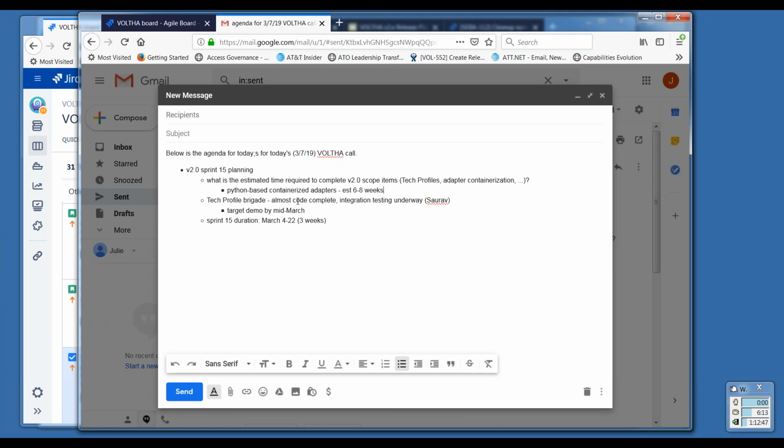Is it 6 to 8 weeks? Correct. Is that what I heard? So that's roughly correct. Usually two or three sprints for us, as a ballpark.